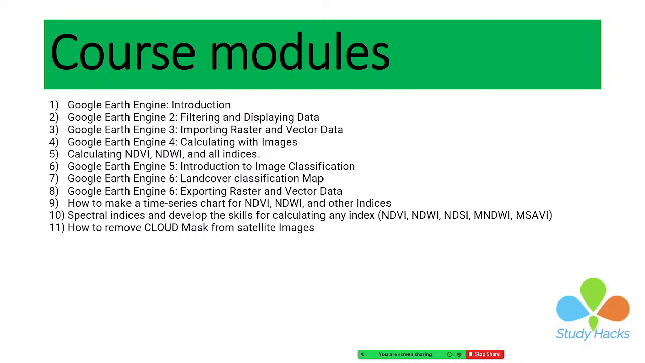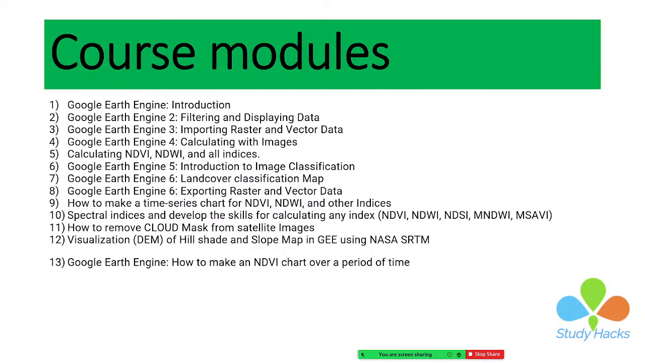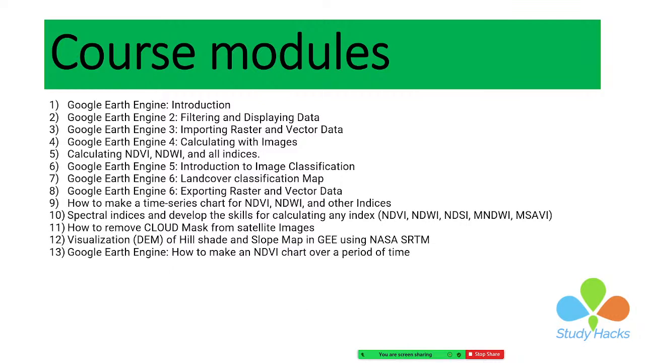Then how to visualize the digital elevation model. We can easily use the NASA SRTM dataset in the Google Earth Engine platform and make the hillshade map, then slope map, then aspect map. All of these maps we can easily make using the DEM data, the digital elevation model data, in the Google Earth Engine platform. Then how to make the NDVI chart over a period of time, we will also discuss this.